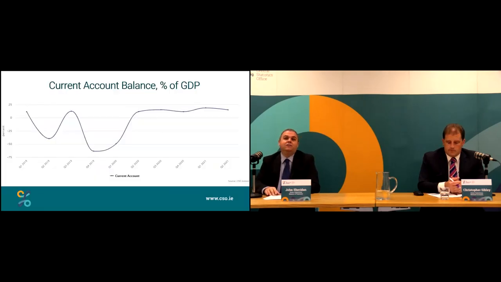Looking at our headline figure, we can see here our current account balance as a percent of GDP. We've had five quarters now without significant IP imports, and we can see that our series is much more stable as opposed to the volatility in previous quarters where we had large IP imports. This seems to be a continuing trend. So for Q2 2021, we have our current account balance of 15 billion or 14.9% of GDP.